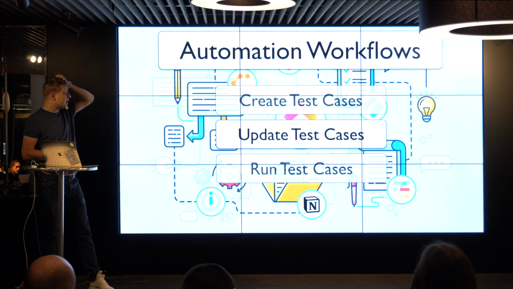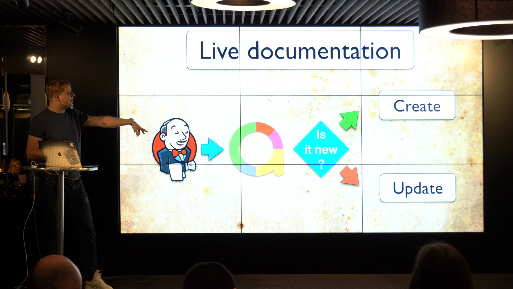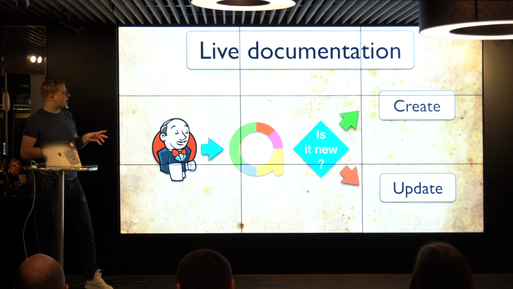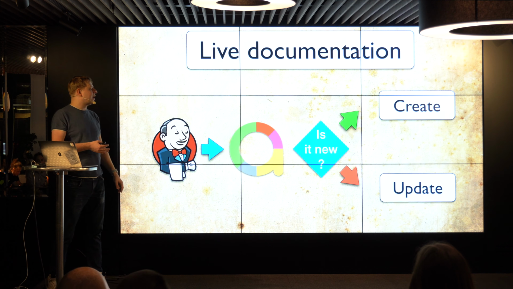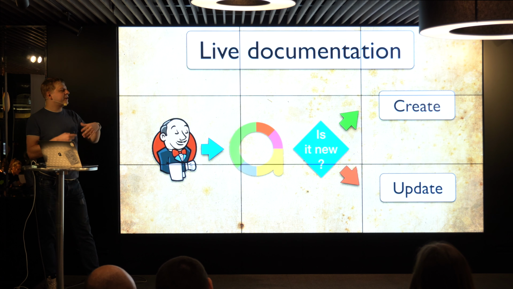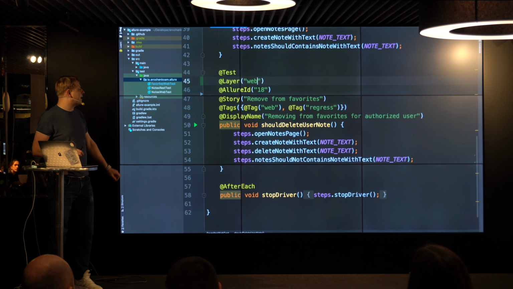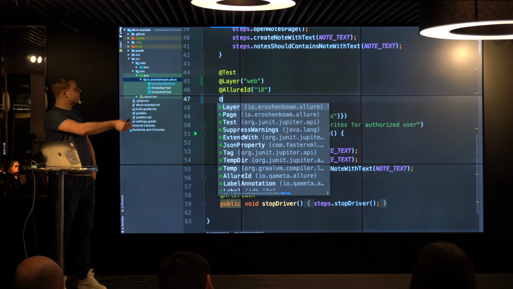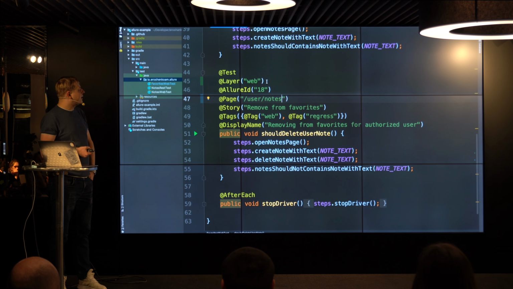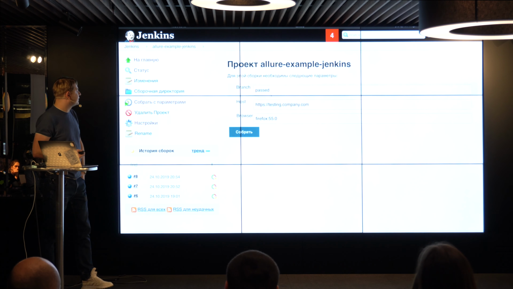The second one is update test cases. How does it work? Jenkins builds Allure reports, and if Allure knows about this case, Allure updates it, or in other cases, it creates a new test case. So how does it work? I change my test case, I add a layer. It's a web test, so I put it in the layer web, and I say that it's sets for page favorites.